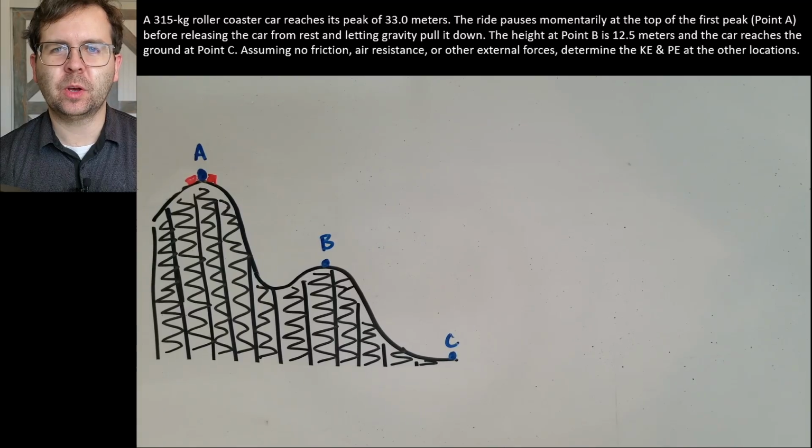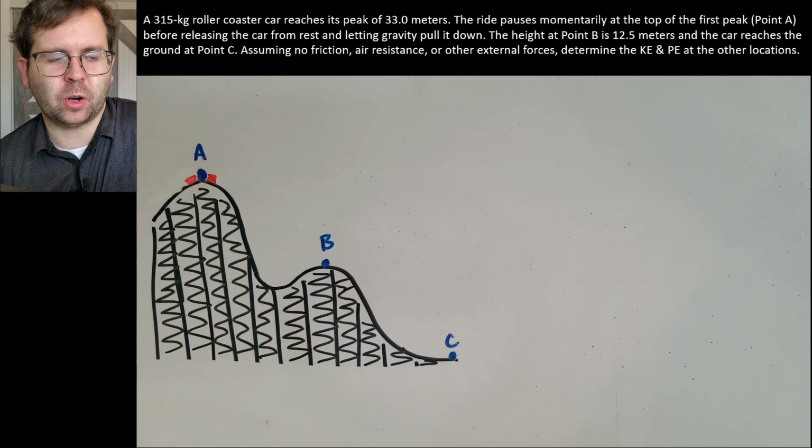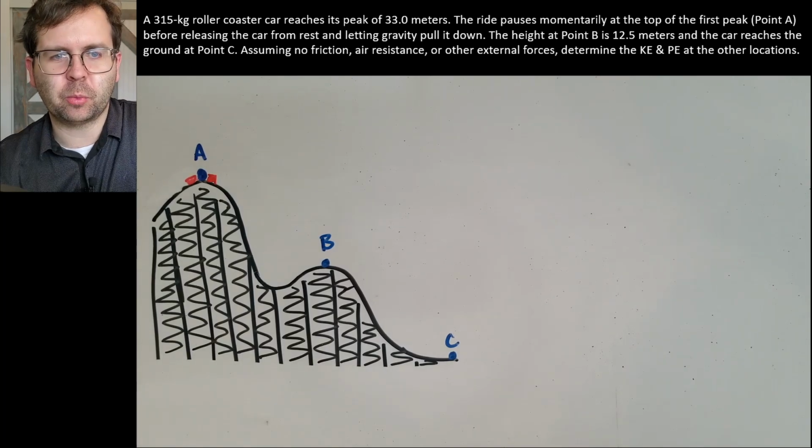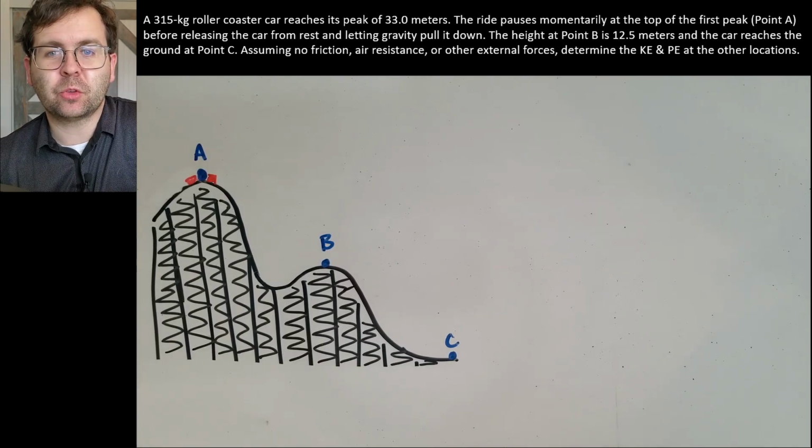Hi, in this video we're going to look at how mechanical energy can be conserved in a roller coaster as an example. So we have a 315 kilogram roller coaster car that reaches its peak at 33.0 meters. The ride pauses momentarily at the top of the first peak, which is point A, before releasing the car from rest and letting gravity pull it down.